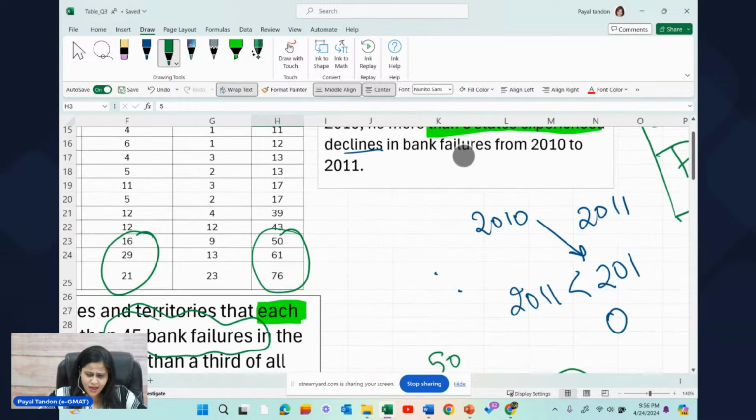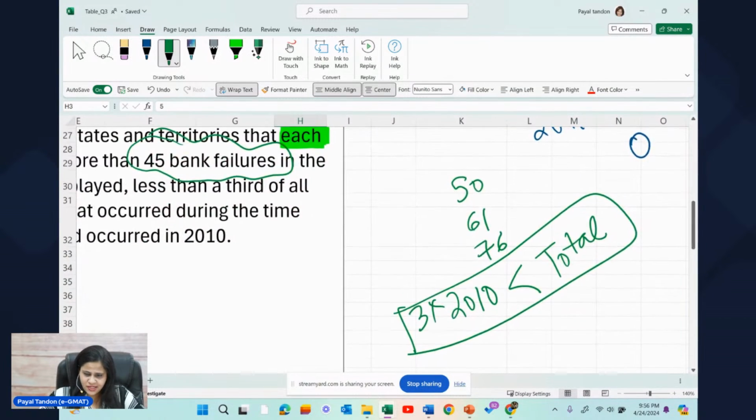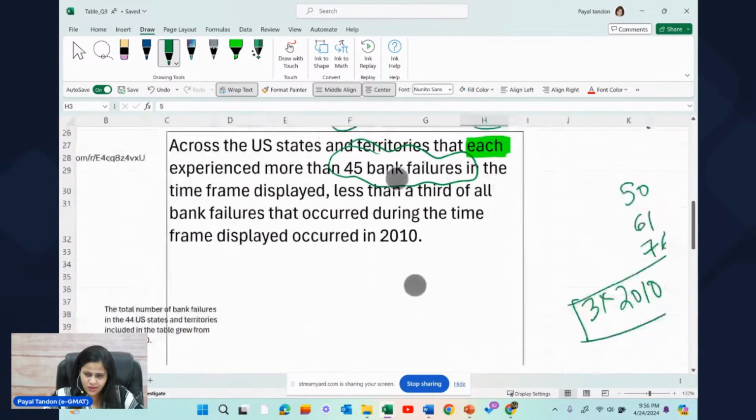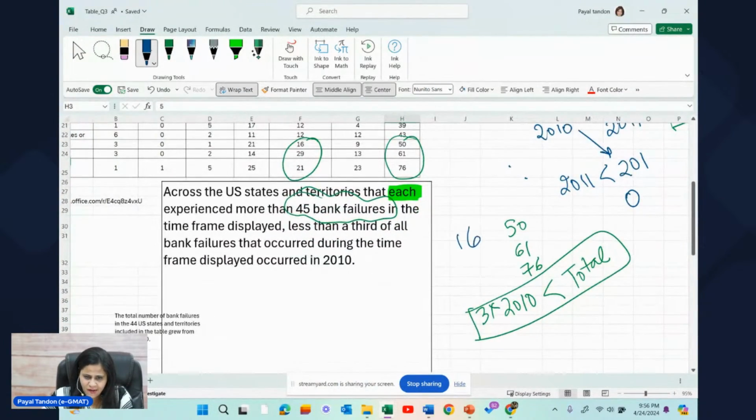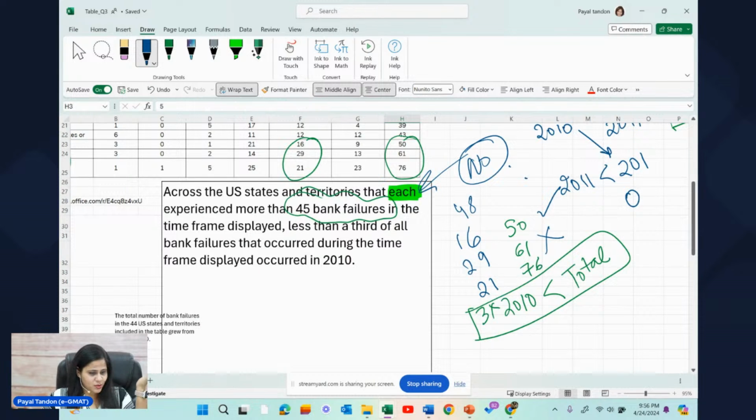Okay, so let's come back over here. So these are the numbers 50, 61, 76. I'm going to now get these other numbers correspondingly. So here it's 16, and then I have 29, and then I have 21. Now 16 times 3 is 48. 48 is definitely less, so this one meets. 29 times 3, again, 29 approximated to 30, it's 90. So this one definitely is not less. 90 is not less than 61, which means that this each criteria is no longer met. So the answer over here is no, and I move on to my next statement.